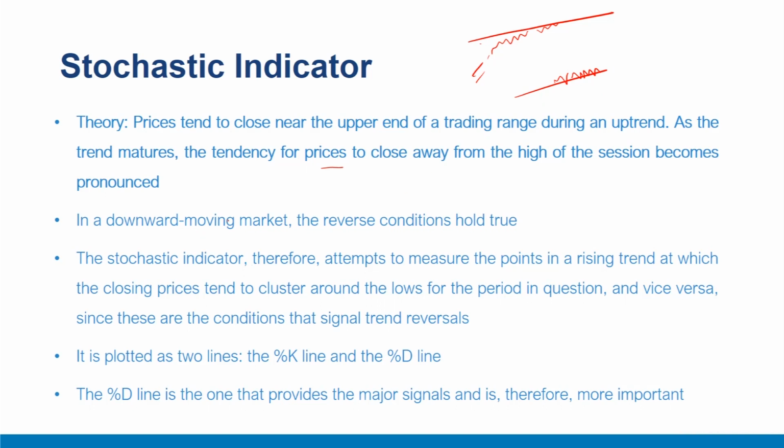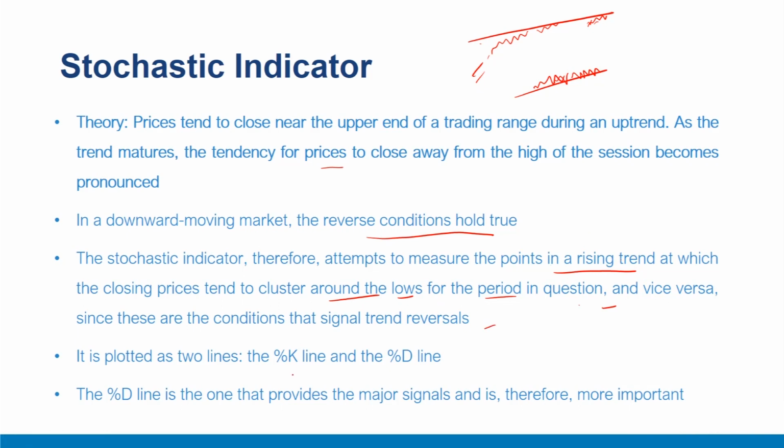In a downward moving market, the reverse conditions hold true. That means when the downward move or bearish phase is in strength, prices will tend to close on the lower side, while when it is maturing, then prices will start to close on the higher side or upper side. The stochastic indicator attempts to measure the points in a rising trend at which the closing prices tend to cluster around the lows for the period in question and vice versa, since these are the conditions that signal trend reversals.